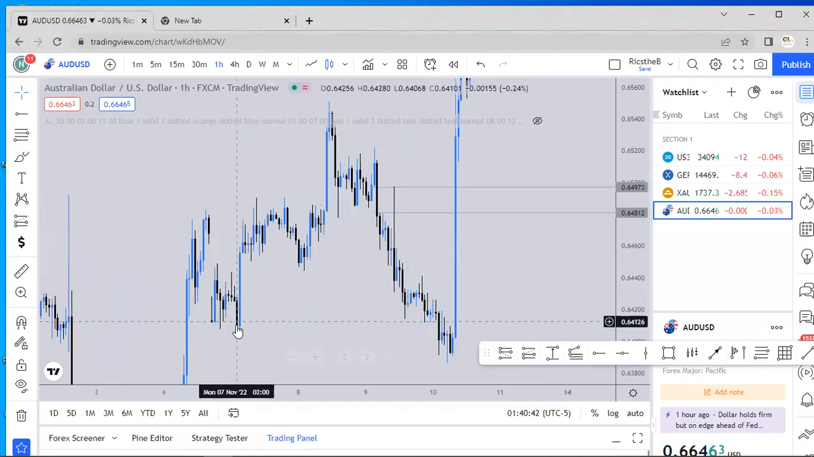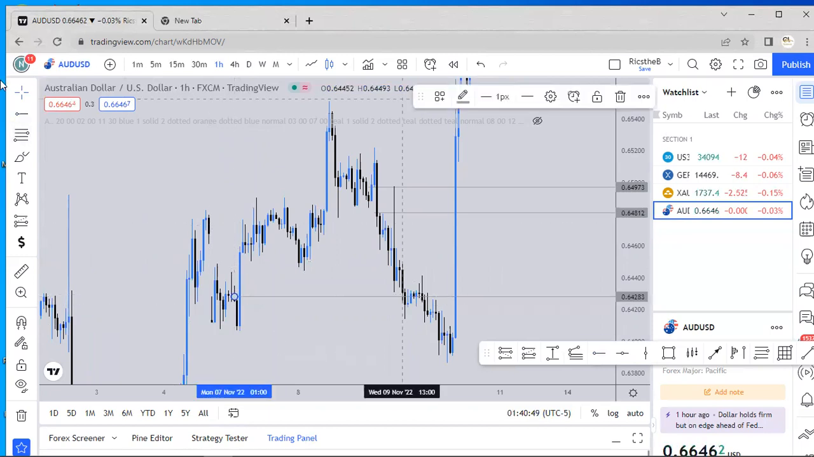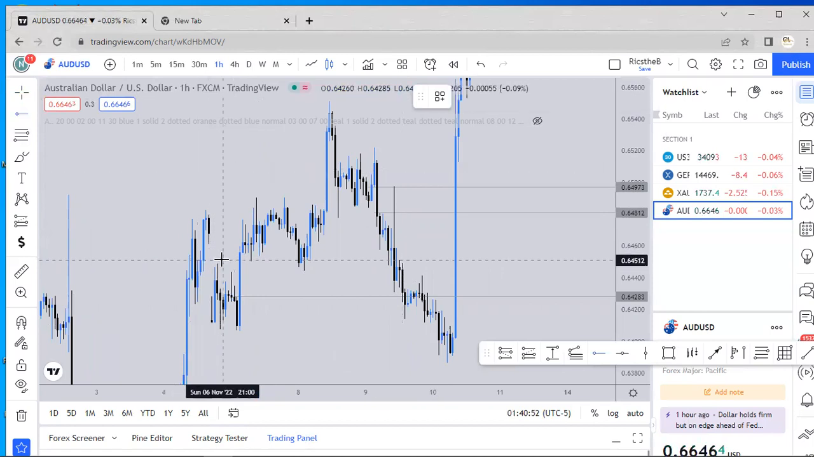Again, the same thing here with this push. This was an imbalance. Why? Because this was where we had the last week, and right here is where we had the other last week. So this simply means we had an imbalance here. We saw price come back, then push up.